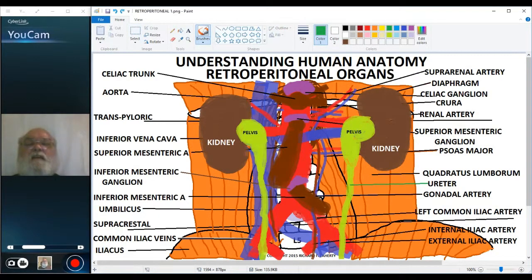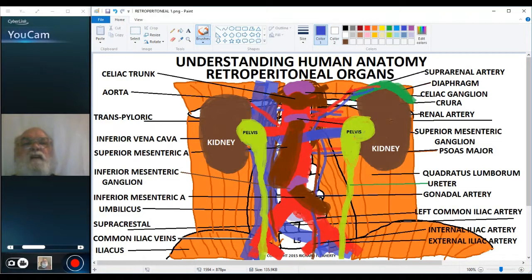Next, we need to look at organs that have a relationship with the kidneys. And the first one I want to draw in is the adrenal gland. I'm going to draw in the left adrenal right here. And it's a superior relationship to the kidney. It sits right on the superior pole of the kidney. And the suprarenal artery and suprarenal veins go to the adrenal gland.